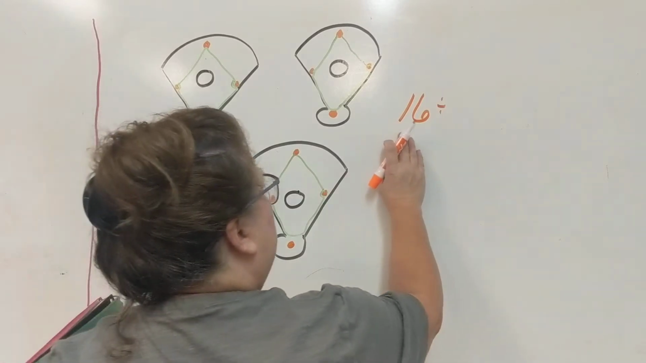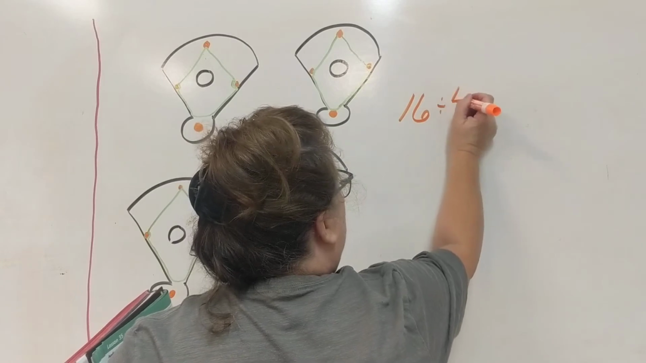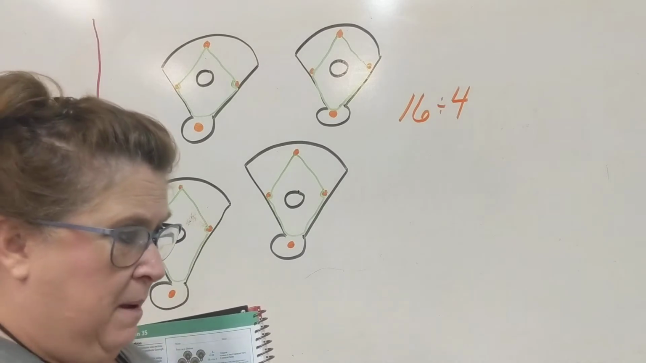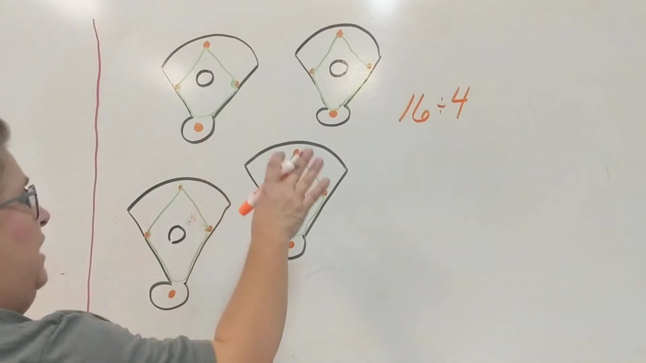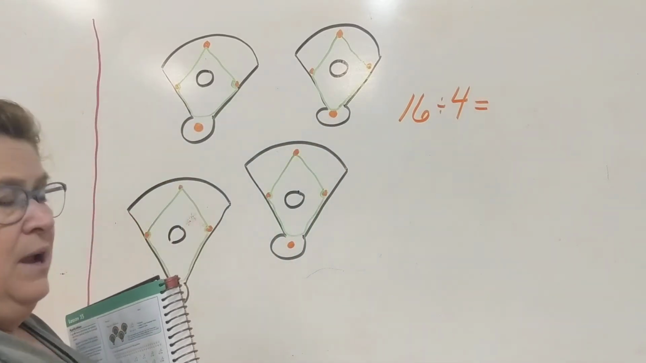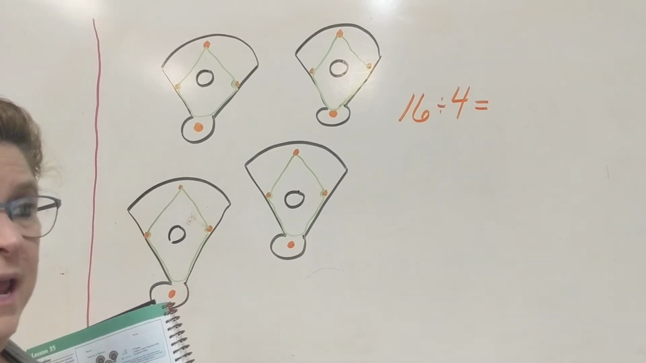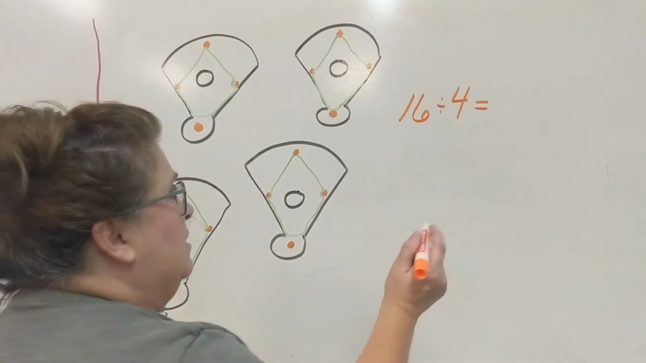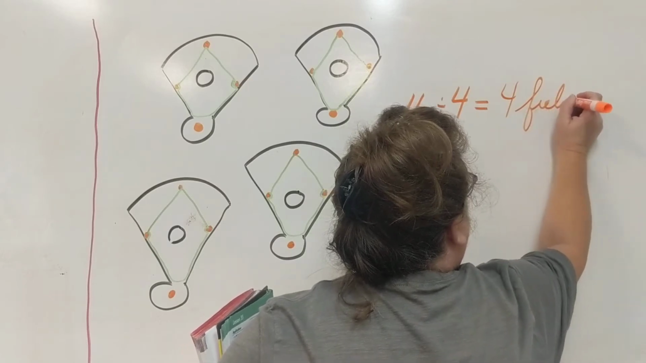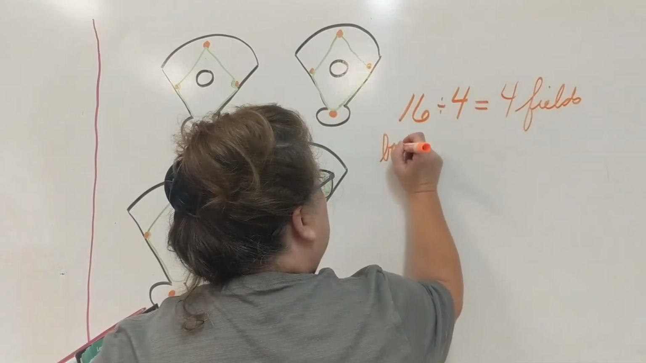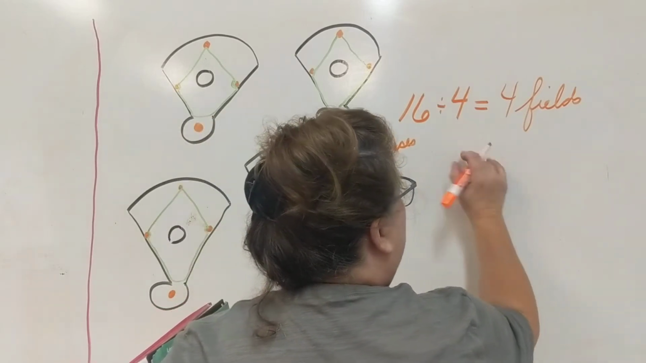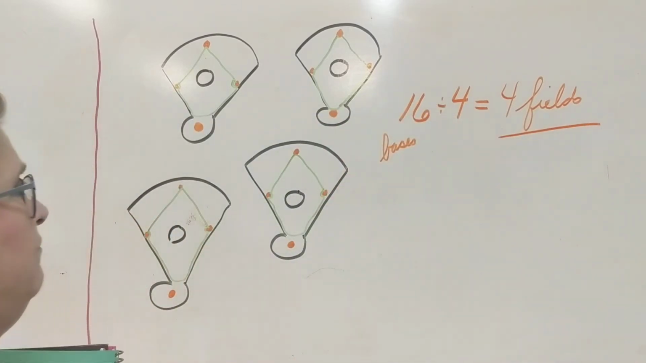If we take our total number of bases and divide that number by the number of bases on a baseball diamond, that's going to tell us how many fields or diamonds we have. So 16 divided by 4 is, count by 4s until we get to 16: 4, 8, 12, 16. It is 4. So 16 divided by 4 is 4. So we have 4 fields. There is a total of 16 bases. We know that each field has 4 bases. So 16 divided by 4 is going to give us a total of 4 fields.